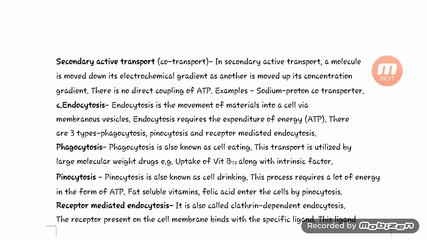First, phagocytosis. Phagocytosis is also known as cell eating. This transport is utilized by large molecular weight drugs, for example uptake of vitamin B12 along with intrinsic factor. Then pinocytosis. Pinocytosis is also known as cell drinking. This process requires a lot of energy in the form of ATP. Fat soluble vitamins and folic acid enter the cell by pinocytosis.